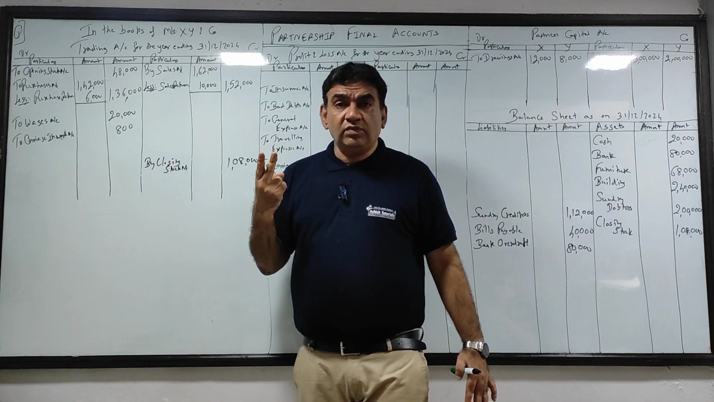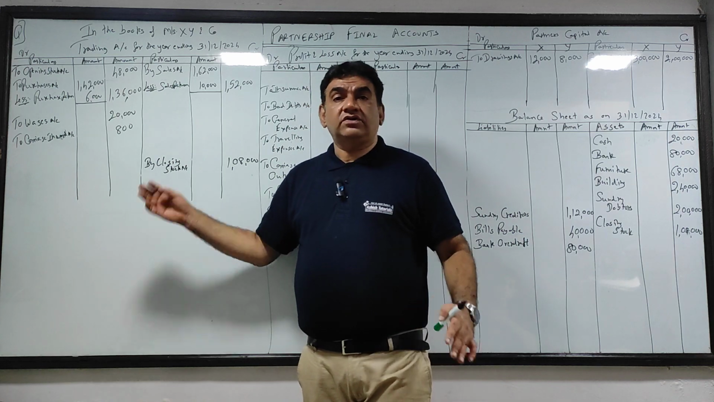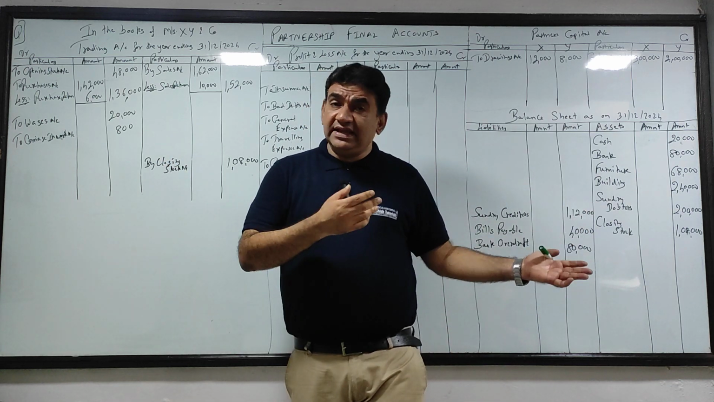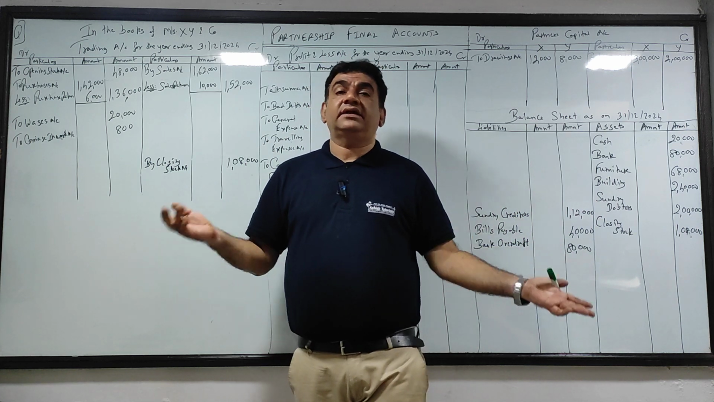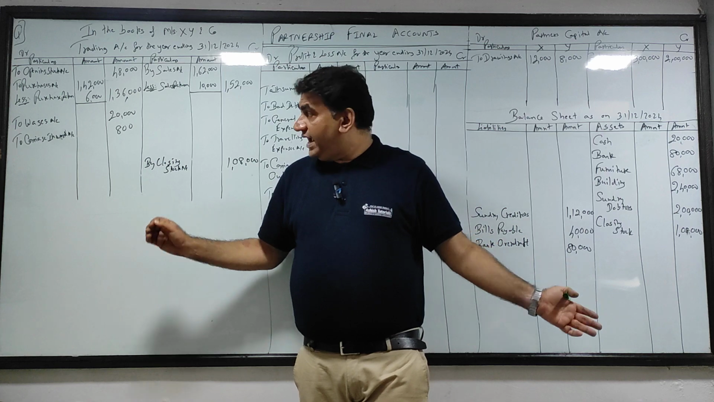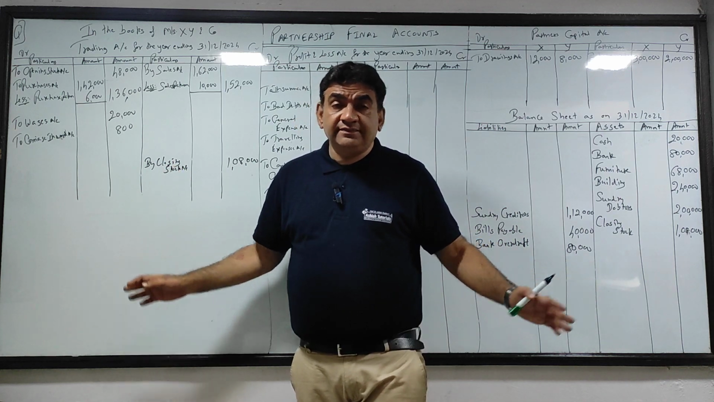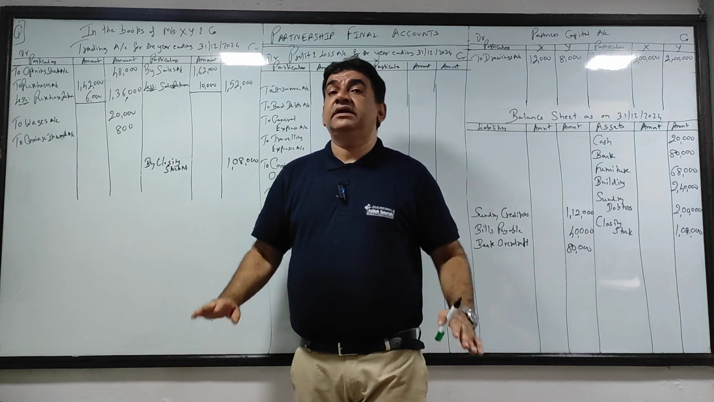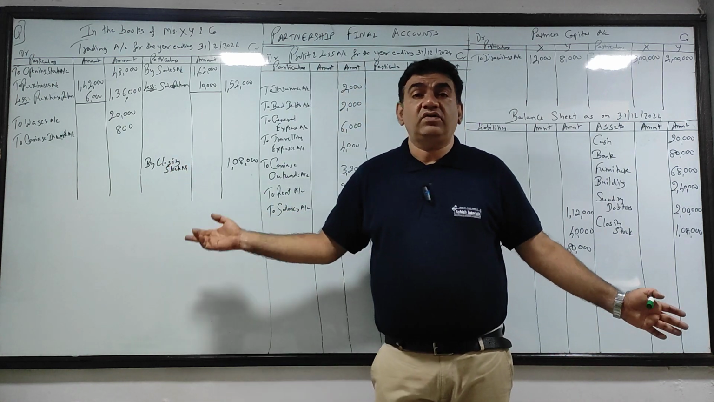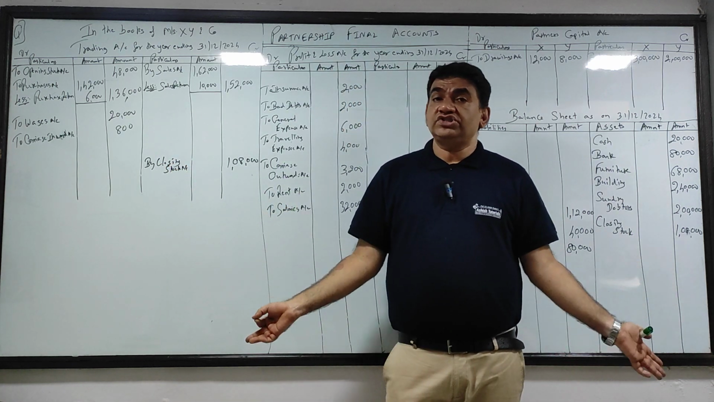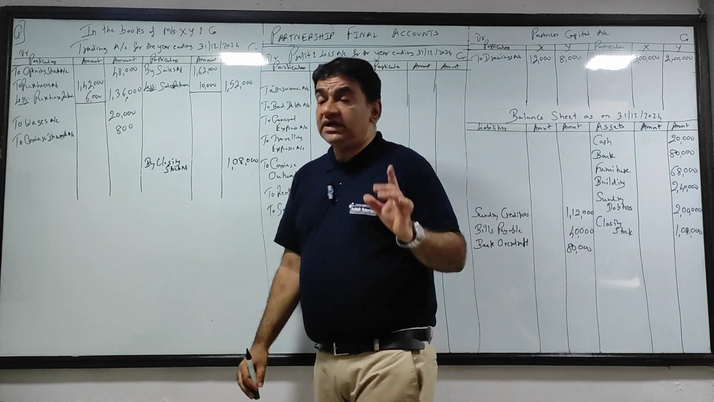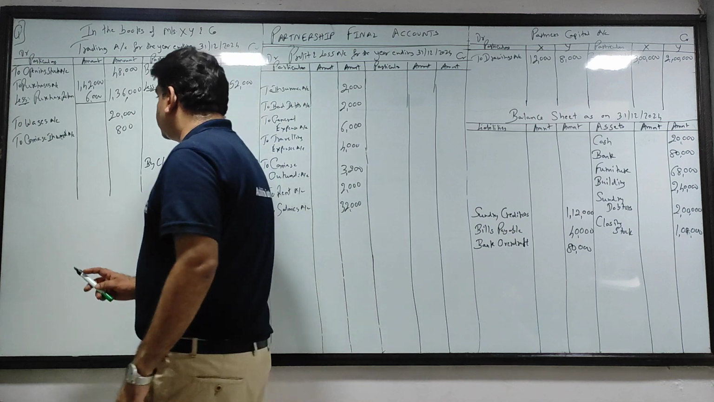So the remaining 2 marks: half mark for gross profit, half mark for net profit, half mark for capital balance, and another half to 1 mark for tallying the balance sheet. Okay, so done with the posting, done with the adjustment. Now let's do the balancing part. Always trading account first. We know the logic. The purpose of preparing trading account is to find out the gross profit or gross loss.